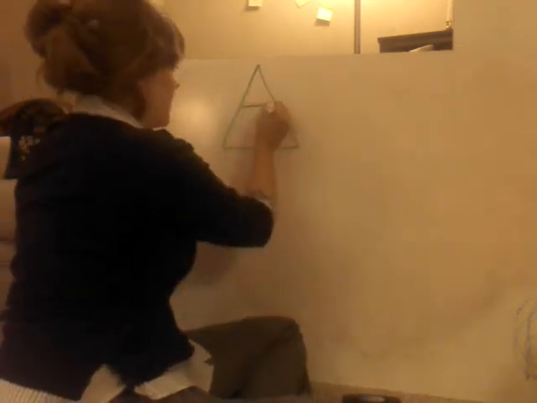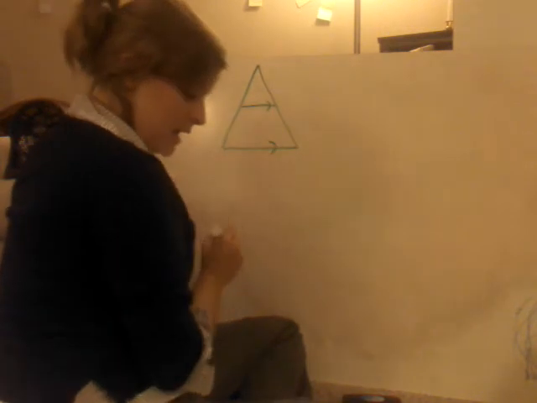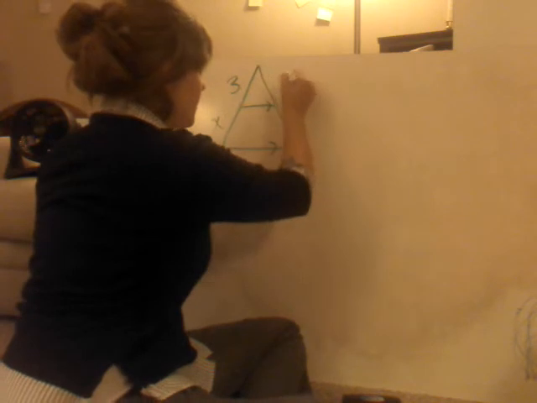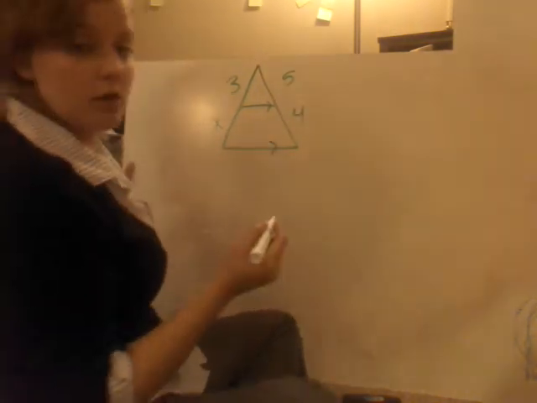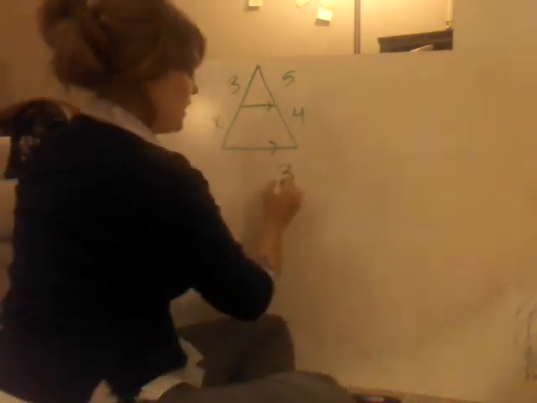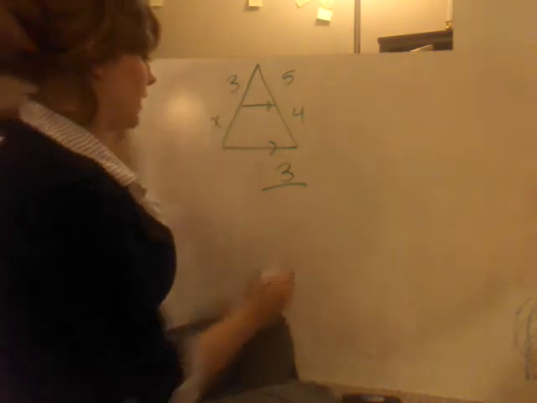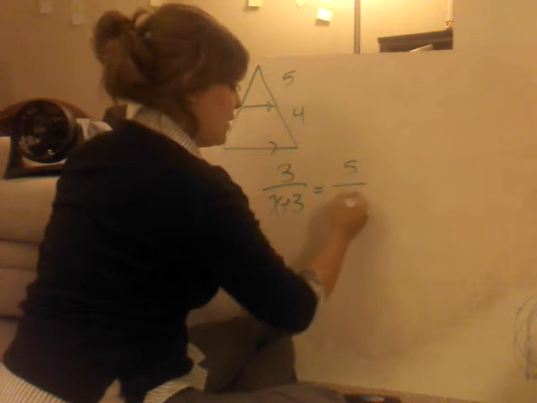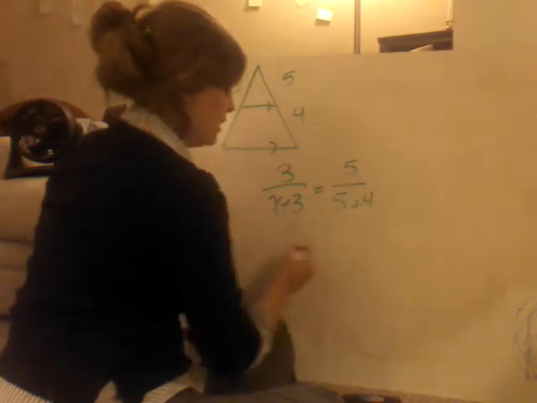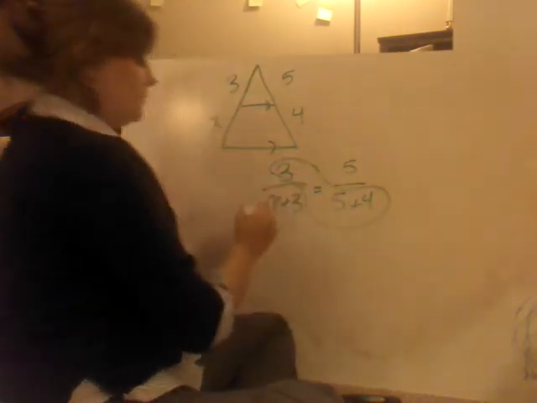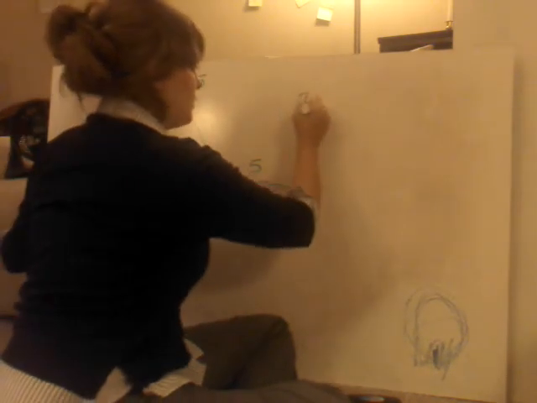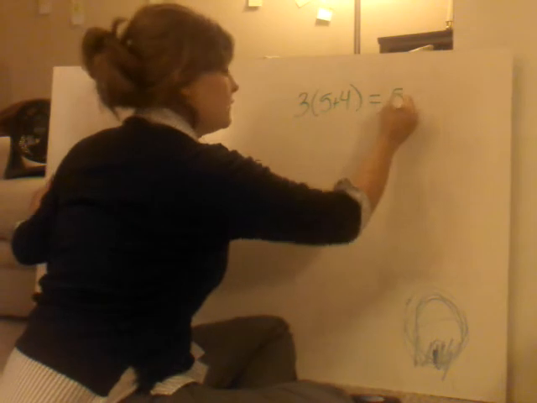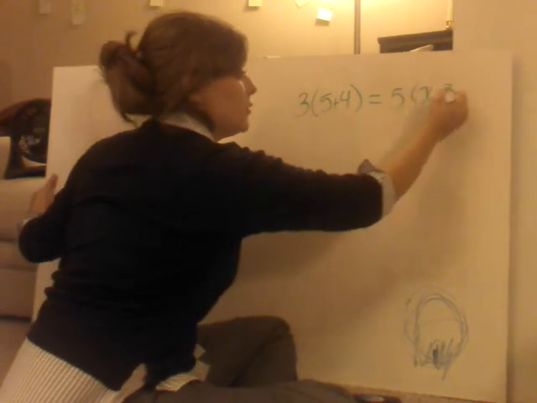Here's my lovely triangle. Parallel lines. I have 3 over x and 5 over 4. Little triangle over big triangle. Little triangle's 3. The big triangle being the whole thing is x plus 3, is equal to 5 over 5 plus 4. Cross multiply again. I get 3 times 5 plus 4 is equal to 5 times x plus 3.